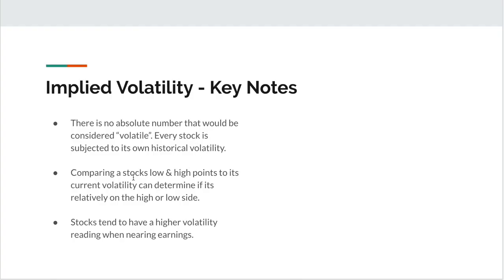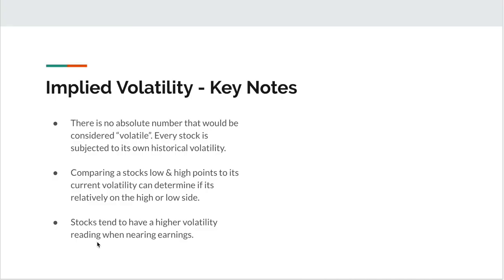When you're trying to figure out if a stock has a high or low volatility reading, you must compare a stock's low and high points to its own current volatility to determine whether it's relatively on the high or the low side. We're going to go into a website in just a moment that can show you usual volatility, 52-week volatility. That way you know how to compare them yourselves.